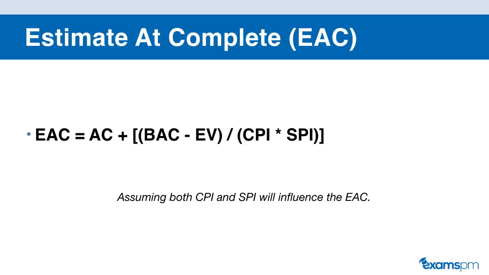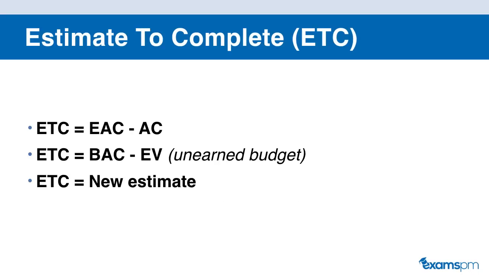Now that we have our budget at completion, let's look at our budget to complete. The budget to complete is how much more money you need at a certain point in the project in order to complete the entire project. So the budget at completion is how much money you need in total in order to complete the project. So you could really just reverse the formulas for budget at completion in order to get your budget to complete.